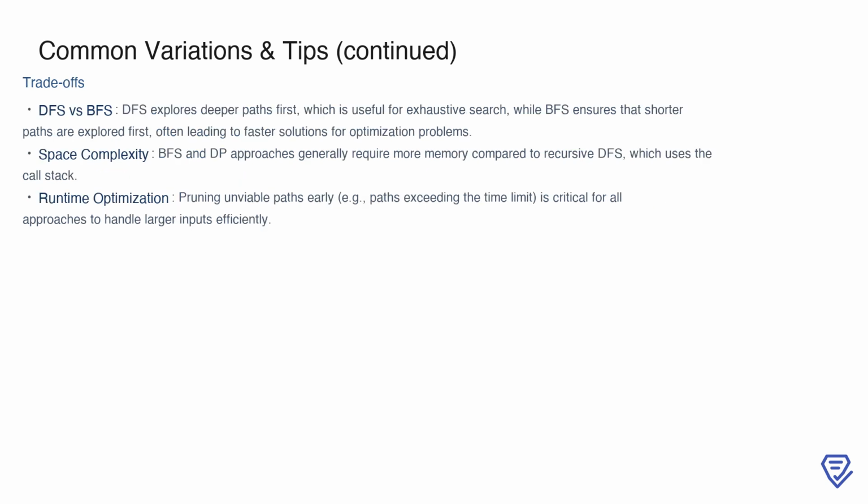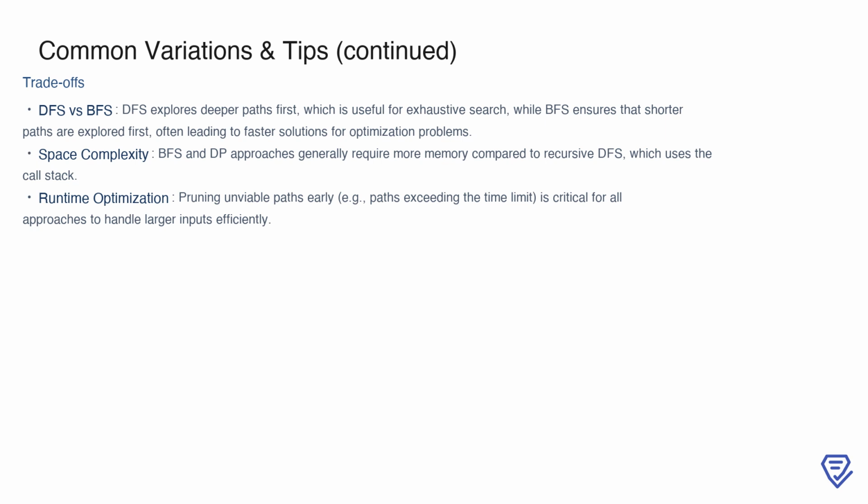Finally, let's consider the trade-offs between the different approaches. DFS is well suited for exhaustive searches, as it explores deeper paths first, while BFS is better for scenarios where shorter paths need to be explored sooner, often resulting in faster solutions for optimization problems. However, BFS and dynamic programming typically require more memory compared to recursive DFS, which relies on the call stack. Space complexity is an important consideration, especially when working with large graphs.